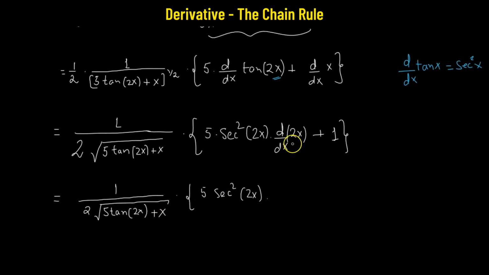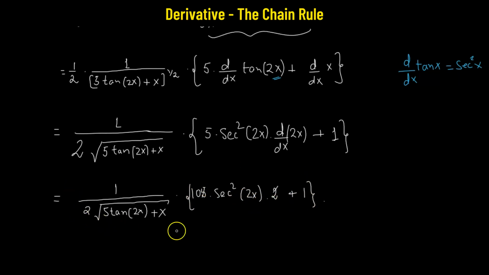So we have the derivative of 2x with respect to x. So this will be simply 2. 2 is a constant, so we can pull it out of the derivative, and we are left with the derivative of x with respect to x, which is 1. So this is the final answer. So we can combine 5 times 2. So this will simply become 10. So we have 10 times secant squared 2x plus 1.